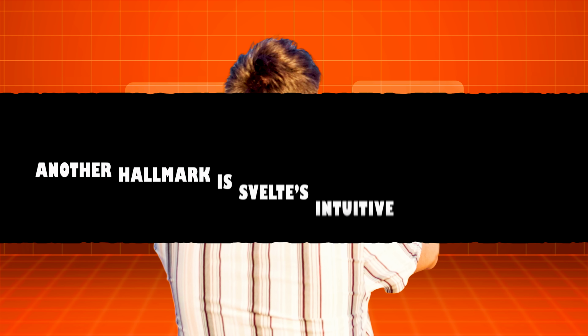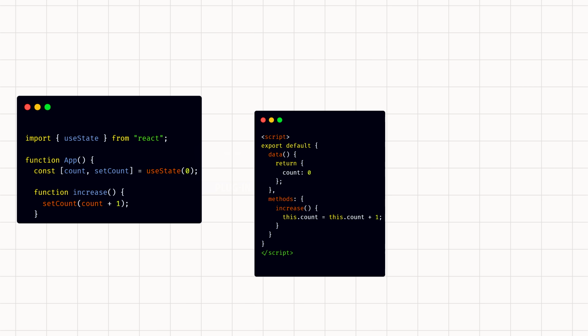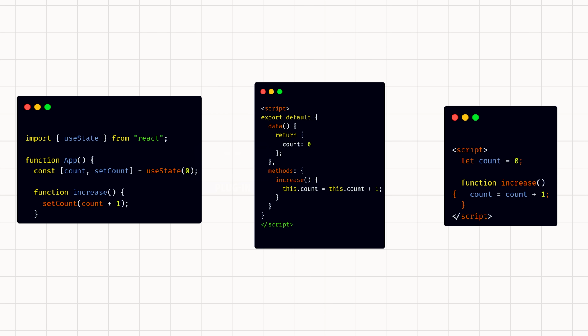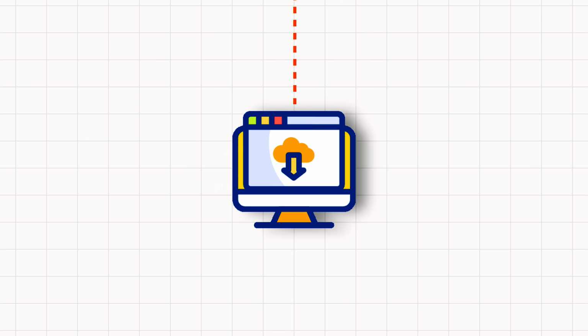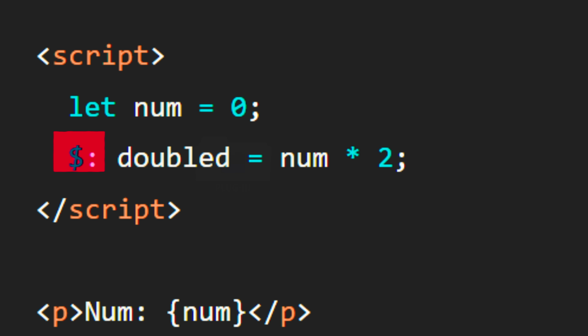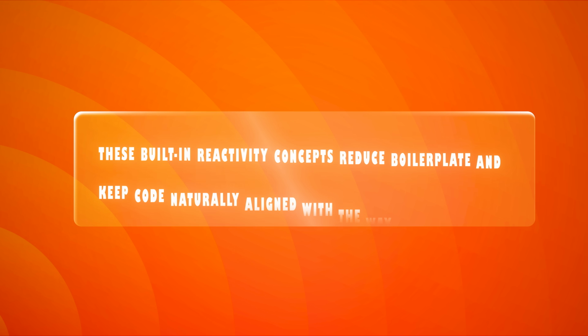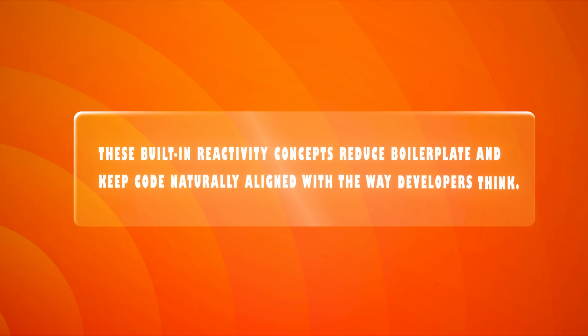Another hallmark is Svelte's intuitive reactivity model. Rather than calling set state or using event emitters, developers simply assign to a variable. Svelte's compiler recognizes that assignment and triggers a UI update. The $ label allows defining reactive declarations that run whenever dependencies change. These built-in reactivity concepts reduce boilerplate and keep code naturally aligned with the way developers think.